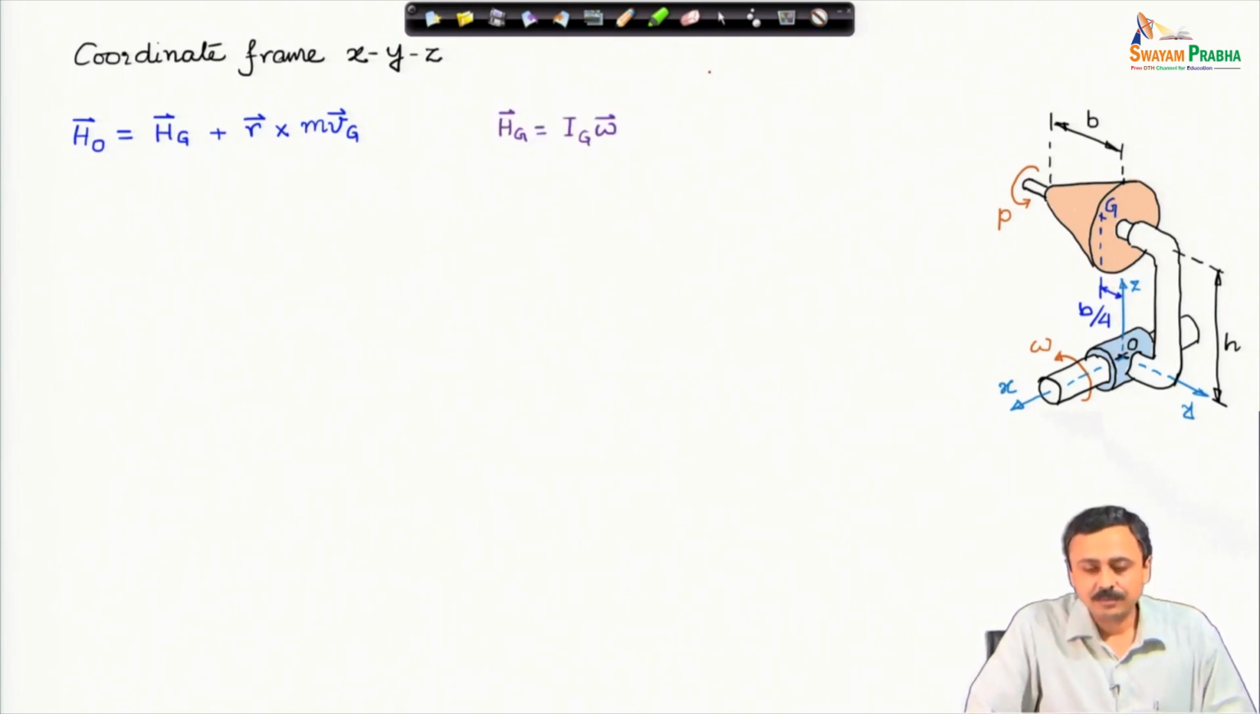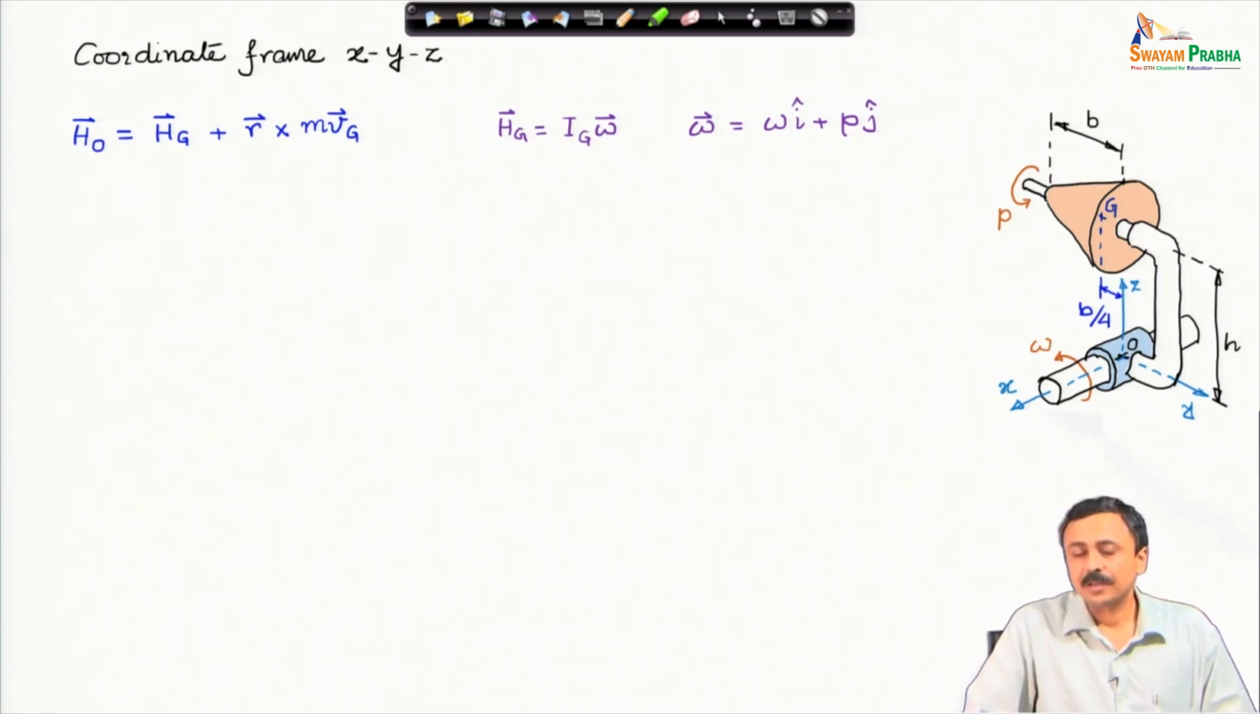Hg is nothing but Ig times omega, the net angular velocity of the cone. The net angular velocity of the cone is omega i cap plus p, which is the spin, times j cap. That is the net angular velocity of the cone. One is the angular velocity of the frame, plus p is the spin. So, therefore, plus the angular spin velocity of the cone.